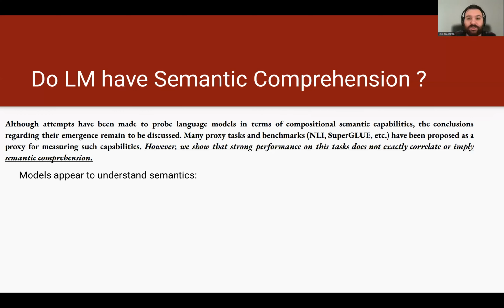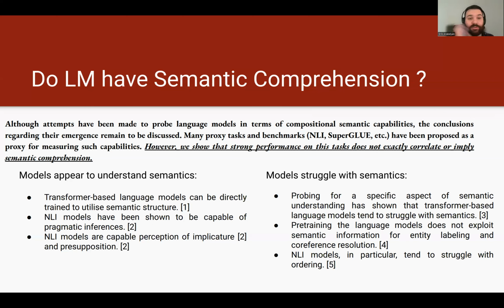However, we showed that strong performance on this type of task does not necessarily imply semantic comprehension, and is not even vaguely correlated in a lot of instances. So the two schools of thought are that models appear to understand semantics and that models do struggle with semantics. Obviously, if we have a dataset, we can train on a proxy task and claim, yeah, we have achieved AGI and we have achieved semantic comprehension. So that's an argument for the point.